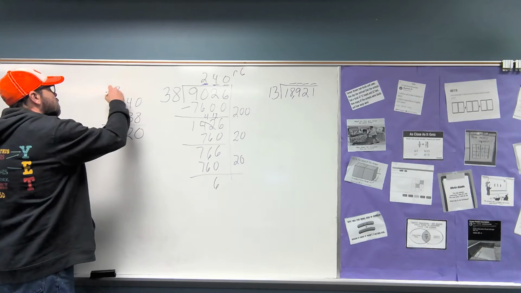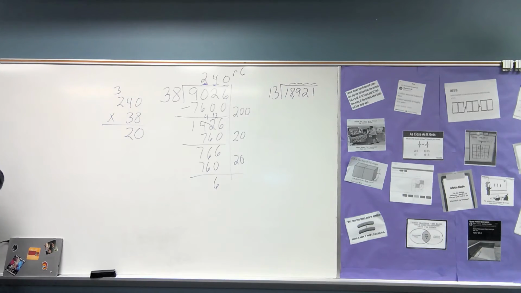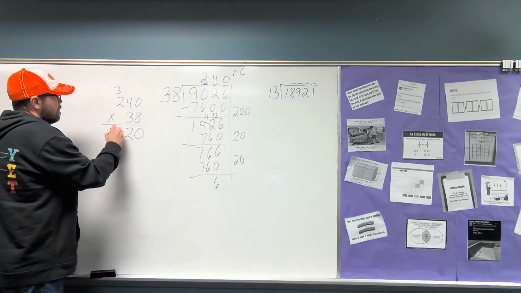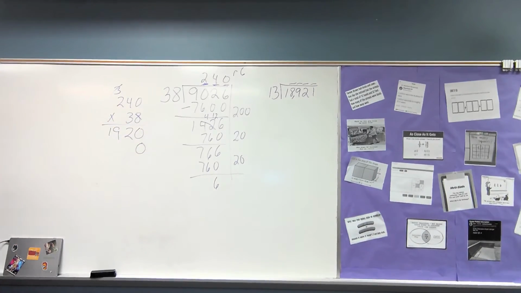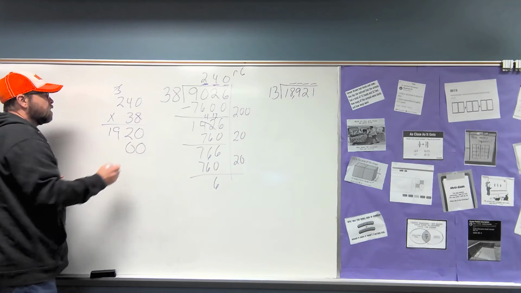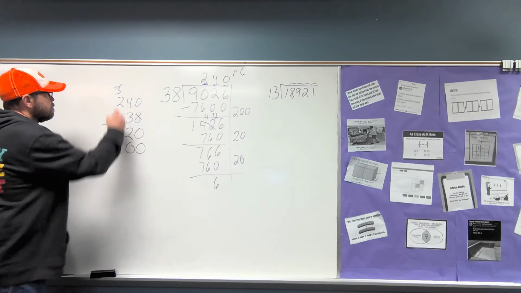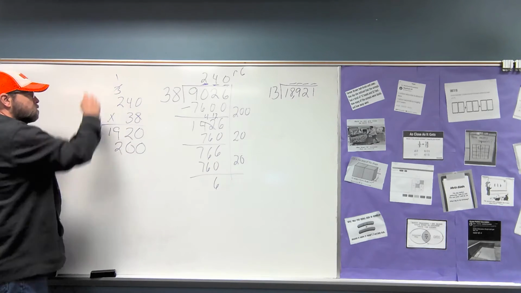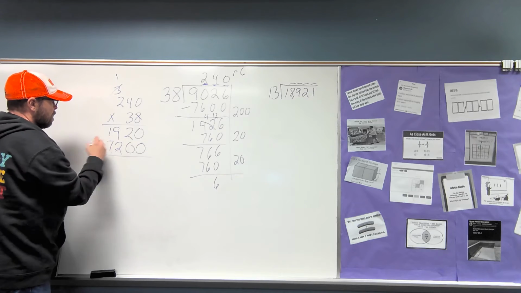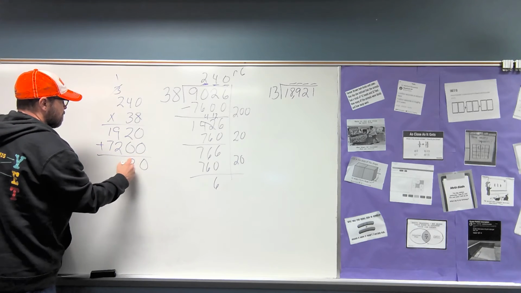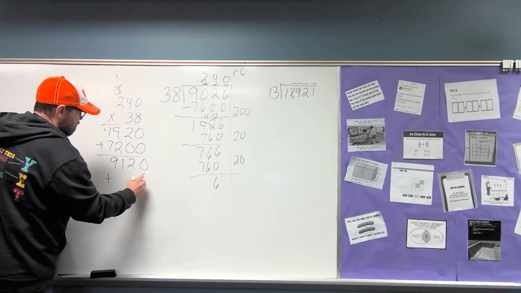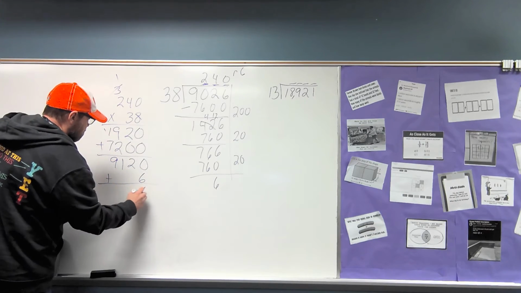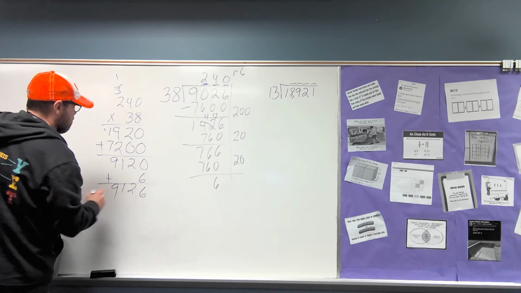8 times 4 is? 32. 8 times 2 is? 16. Plus 3, 19. I'm moving to my tens place, so I need to put a 0 in the ones. 3 times 0 is 0. 3 times 4 is 12. 3 times 2 is 6. Plus 1, 7. Alright, so I get 0, I get 2, 9, 10, 11, 7, 8, 9. Then I have to add my remainder. I get 6, 2, 1, 9.